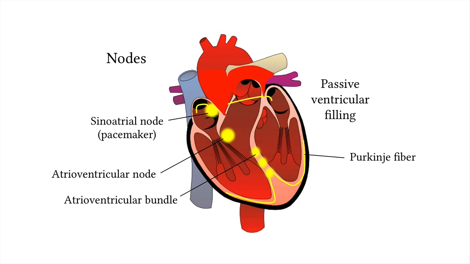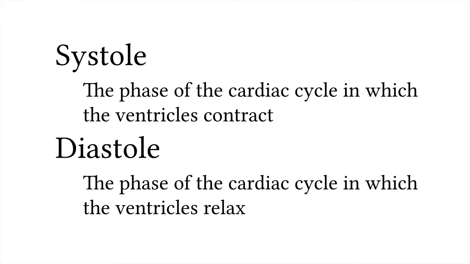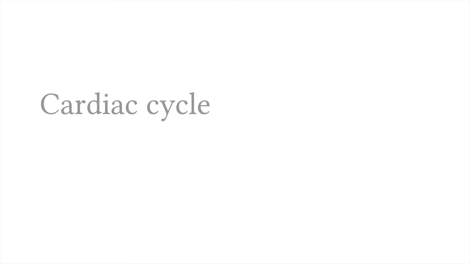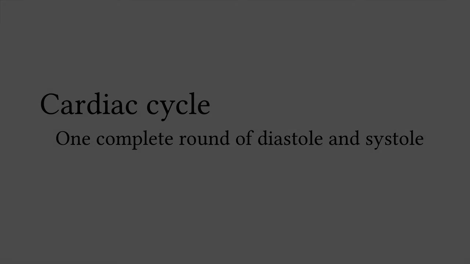adding the rest of the 30% to them. This complete cycle, beginning with spontaneous generation of action potentials of the sinoatrial node and ending with the emptying of the ventricles, is called the cardiac cycle. This cycle can be divided into two phases to better describe it. Systole, which literally means to contract, and diastole, which means to relax. So the systole phase is the phase of the cardiac cycle in which the ventricles contract. The diastole phase is the phase of the cardiac cycle in which the ventricles relax. And thus, the cardiac cycle is one complete round of diastole and systole.